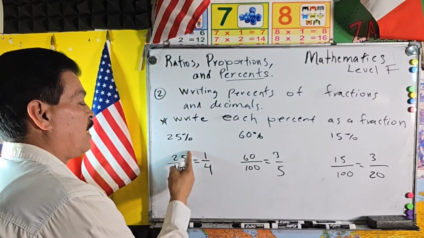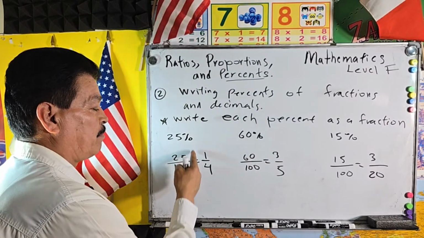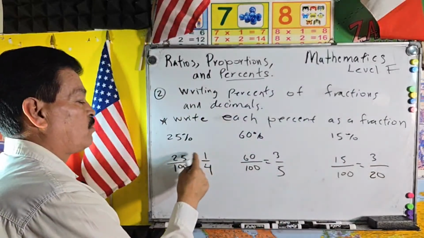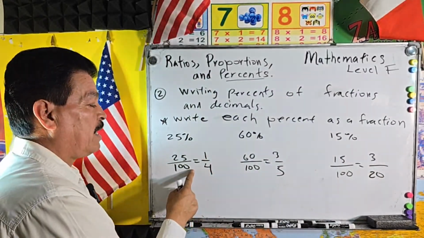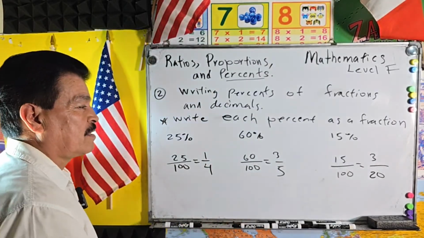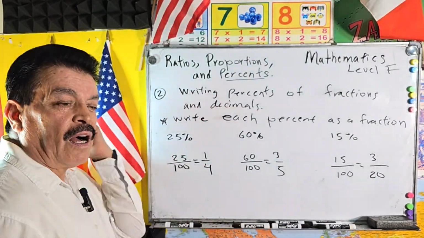Here, 25 and 100 are both divided by the same number. 25 divided by 25 is 1. 100 divided by 25 is 4. So that is a different way to see it.